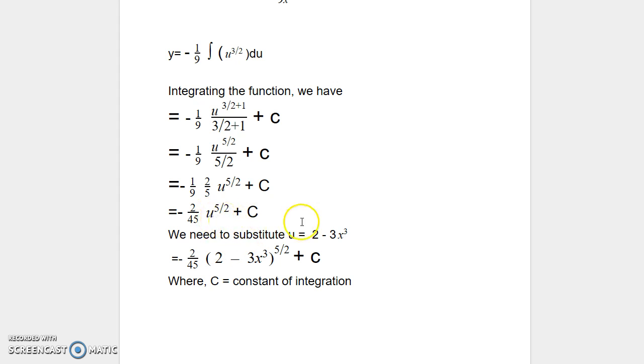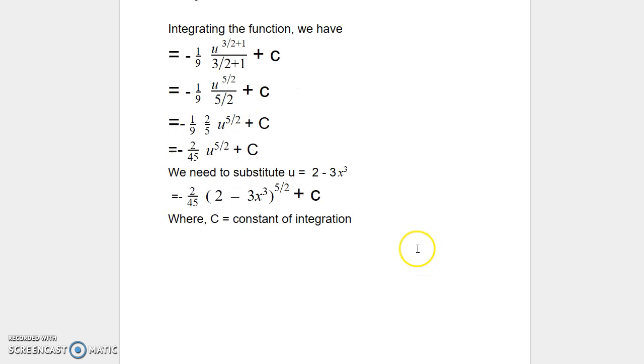Now we need to substitute back u as equal to 2 minus 3x cubed. Wherever we see u, we will substitute that. Therefore, in this next step, you will see that minus 2 over 45, instead of u, we're going to write 2 minus 3x cubed, like that. The whole thing raised to the power of 5 over 2 plus c, where c is a constant of integration.